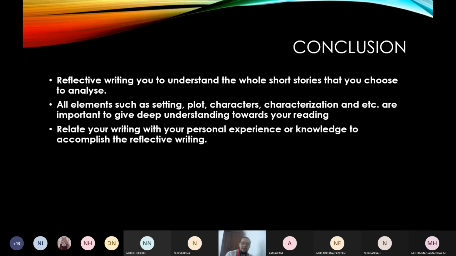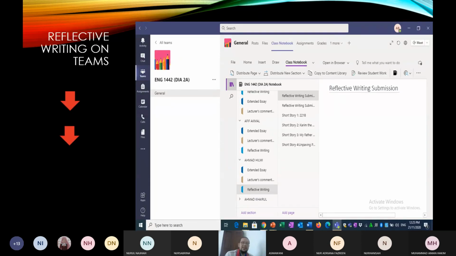And then relate with your writing, with your personal experience or knowledge to accomplish the reflective writing. Selalunya reflective writing memang you kena combine dengan you punya personal experience. Alright. Sebab tu dah panggil reflective writing. Alright, this is actually reflective writing on theme.